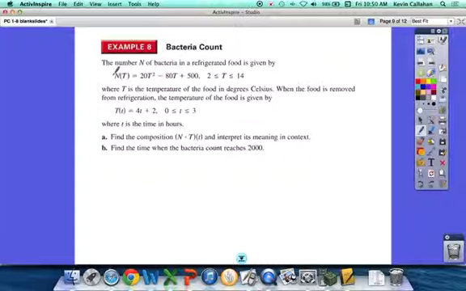Okay, the next is when the food is removed from the refrigerator, it's got a certain temperature, it's probably cooler than it's going to be. Then the temperature of the food is given by another equation. This is the temperature, capital T, as a function of time, little t, right? 4t plus 2. And again, it has a domain. This is going to be good for up to 3 hours.